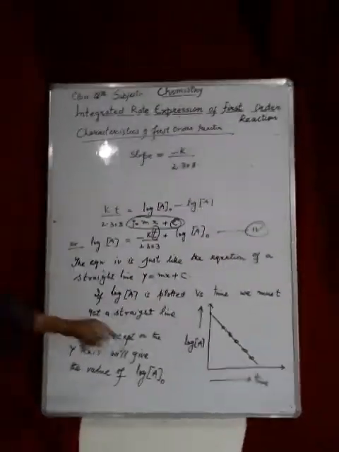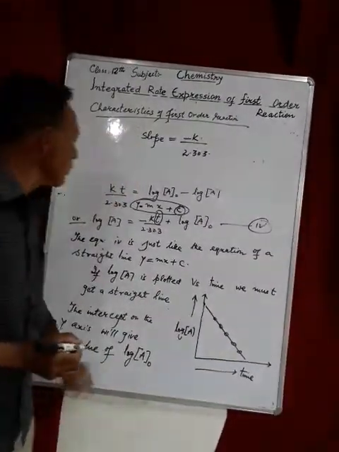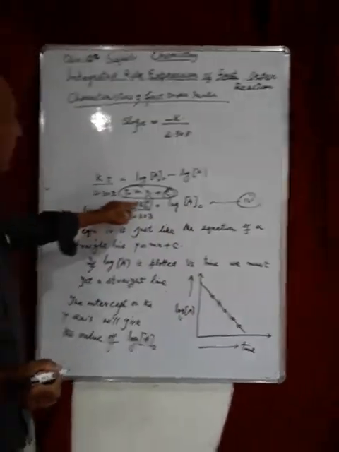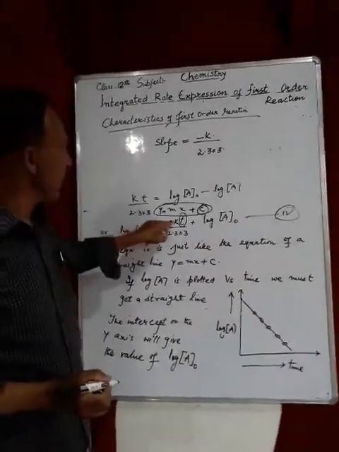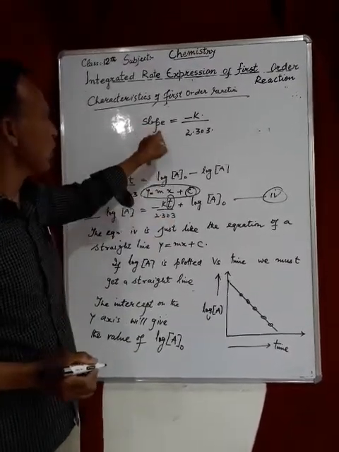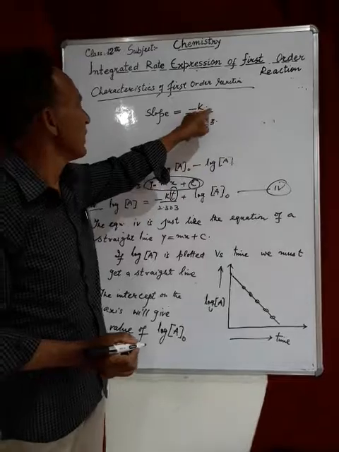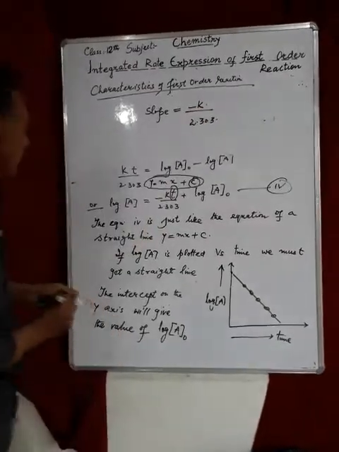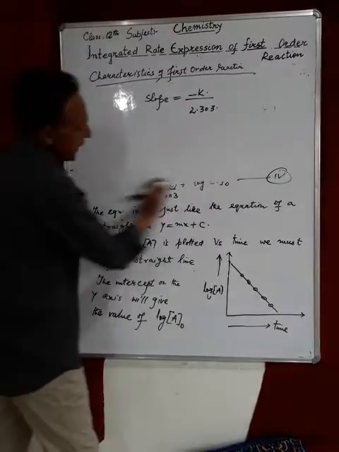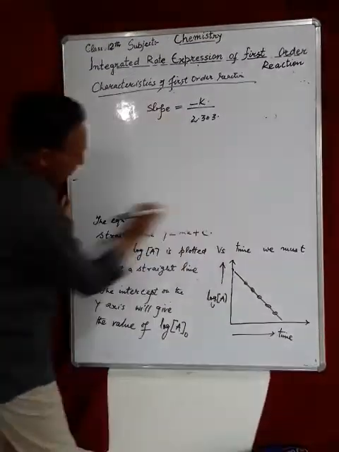So by plotting log A versus time, we determine the value of log A naught and the slope, that is minus k divided by 2.303. From the value of the slope, we will determine the value of the rate constant k for the first order reaction.